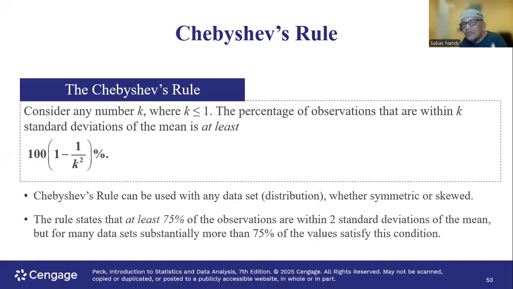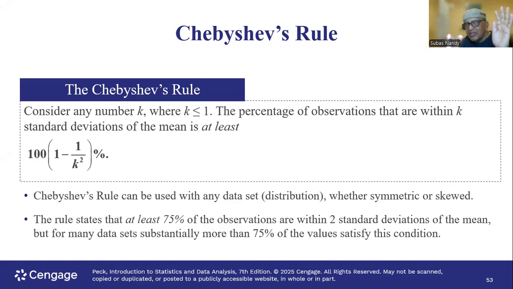Where people get confused is this 1 minus 1 over k square. What does k mean? K is number of times of standard deviation. Okay, so k in Chebyshev starts from k equal to 2. Now what is k square? 2 square is 4. So 1 minus 1/4. From $1, you take a $1/4 away, 1 minus 1/4, you are left with 3/4 of the dollar, or 75%. Okay, so what is Chebyshev's rule saying?